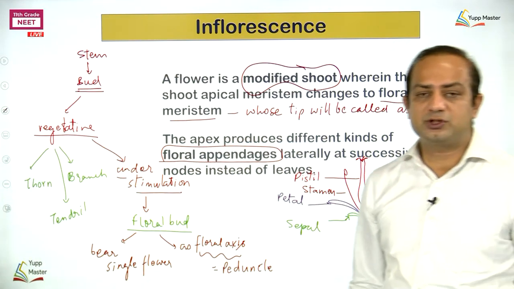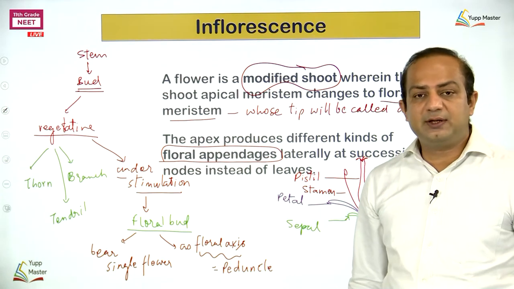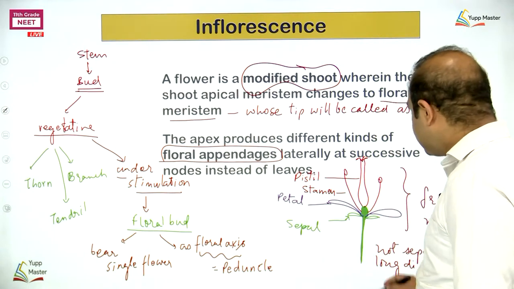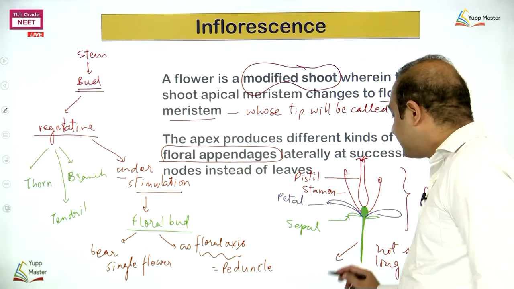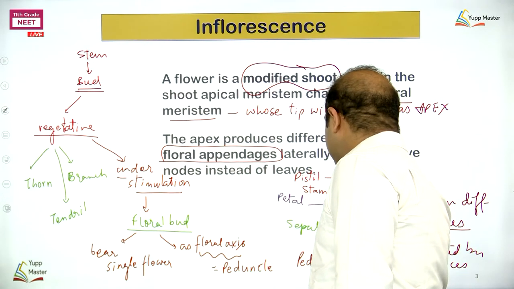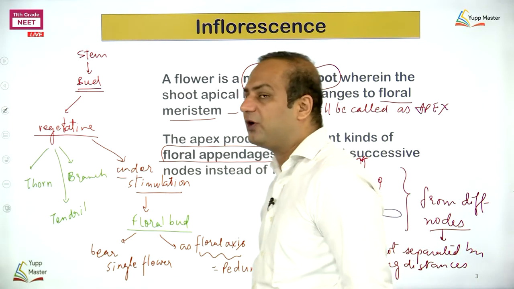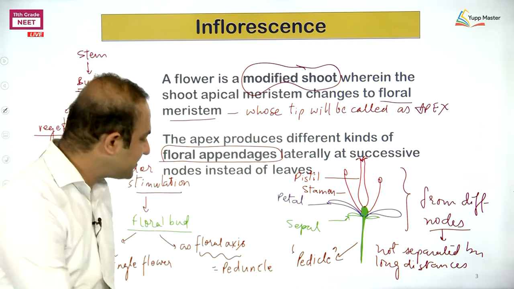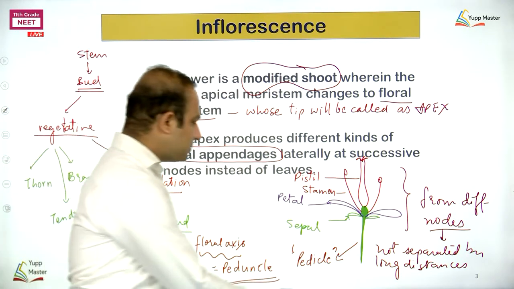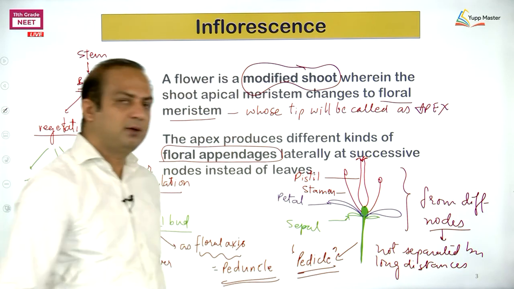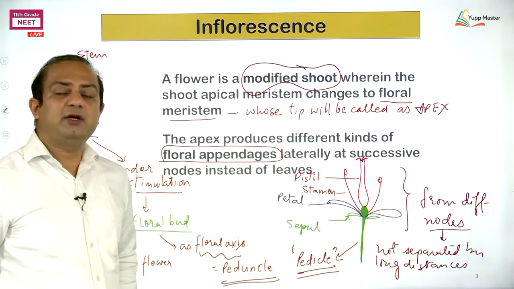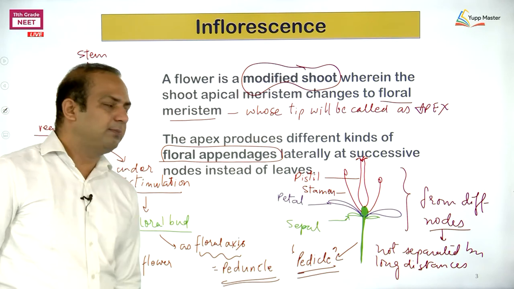Although we are going to study how the flower is going to appear on this floral axis or the peduncle. Remember, this green stalk is called pedicel. See the difference, please be clear. The stalk of flower is called pedicel, and here is a different word which is called peduncle. Okay, the stalk of flower, pedicel. The stalk of floral axis, or you can say entire inflorescence, is called peduncle.